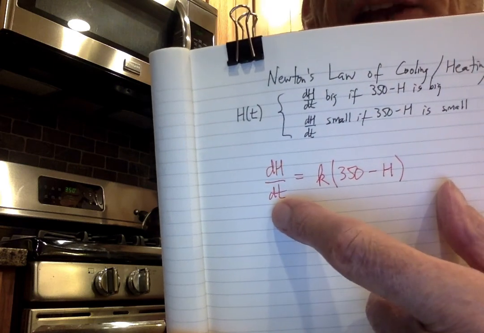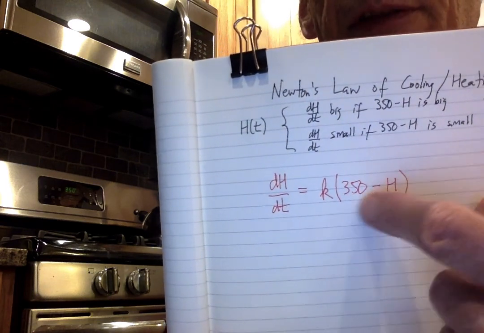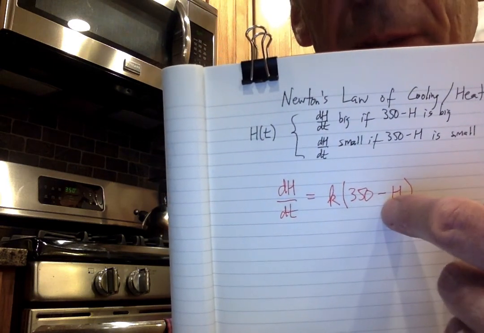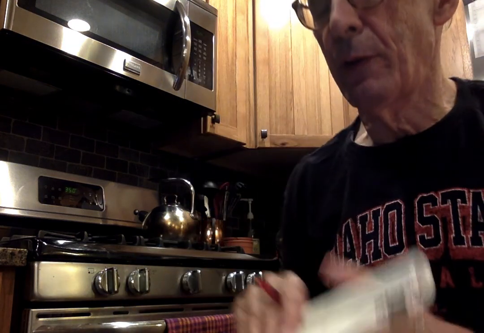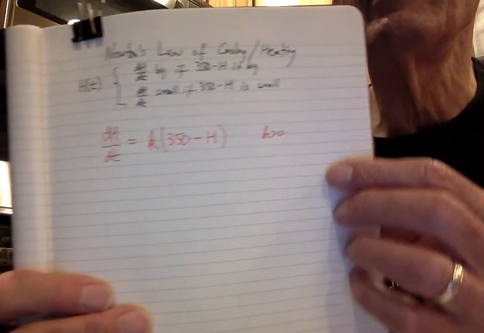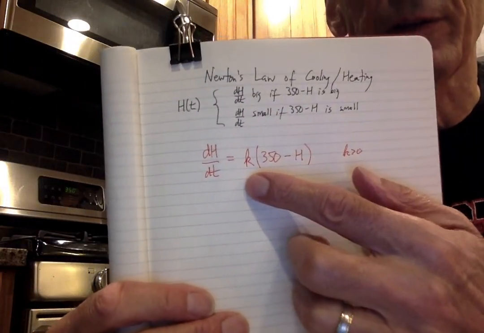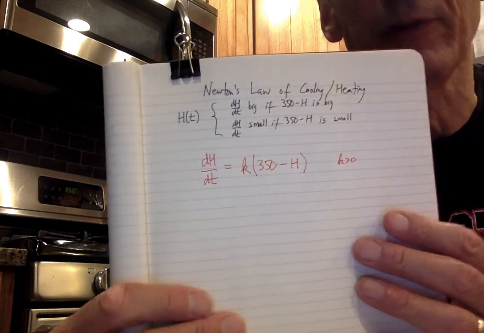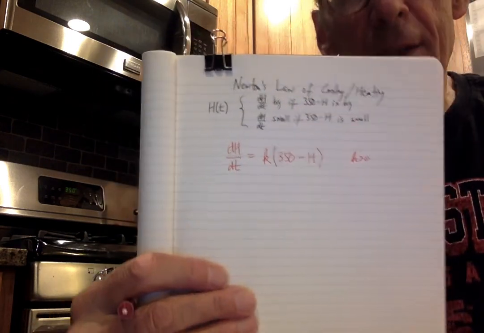So the rate of change of H is proportional to the difference between H and 350. And this works both ways. We're just going to assume that k is a positive constant here. That may not be valid in real life, but it's pretty close to constant. And so there's the situation. Okay, so this is a differential equation. It's an equation involving a function and its derivatives. And if you don't think they're mysterious, then there's something wrong with you.